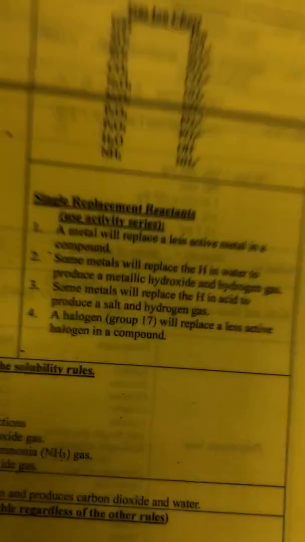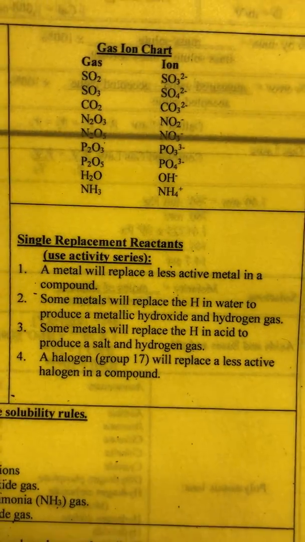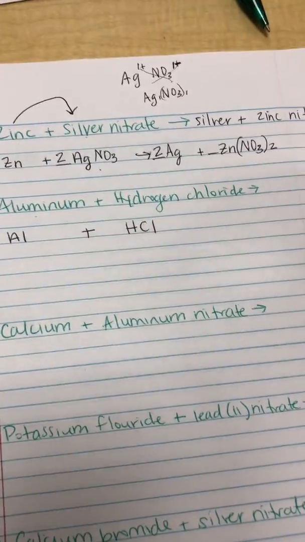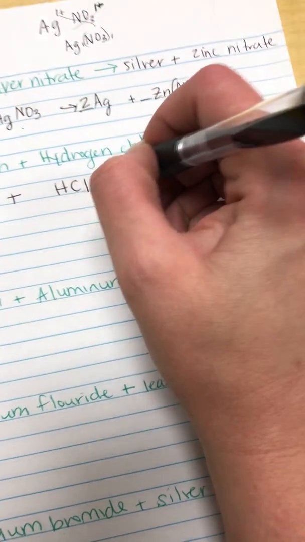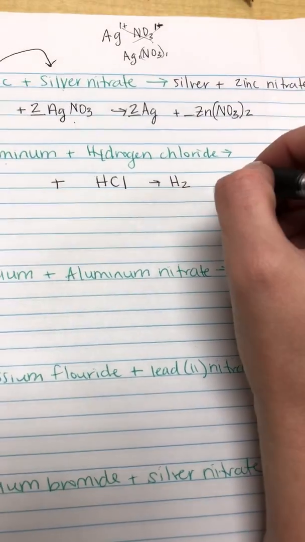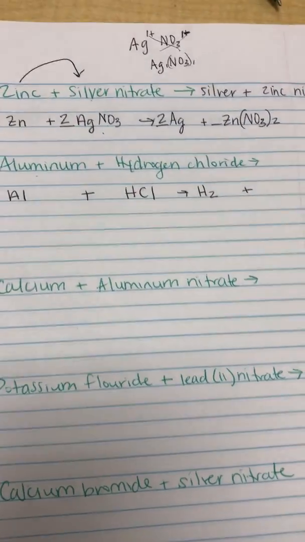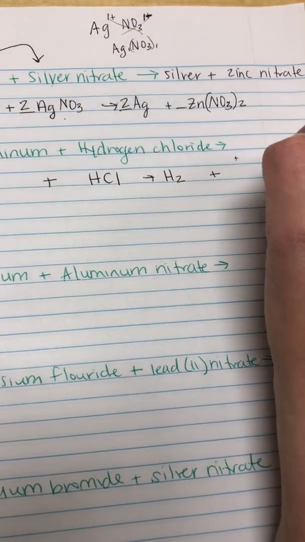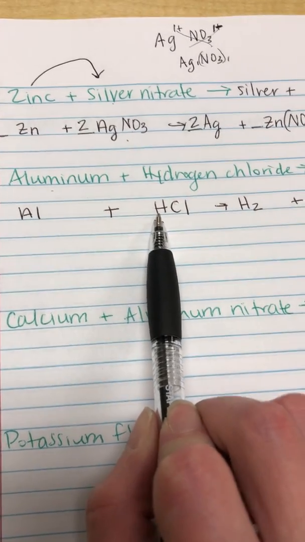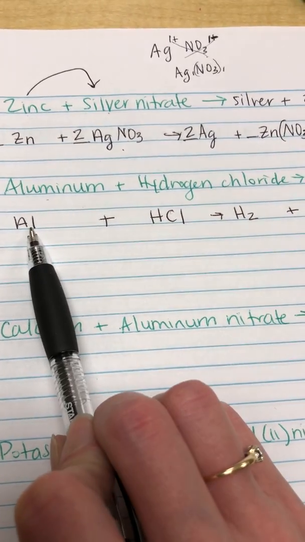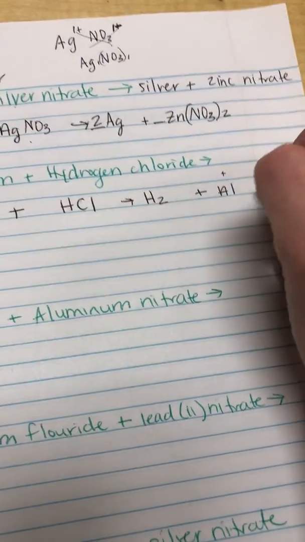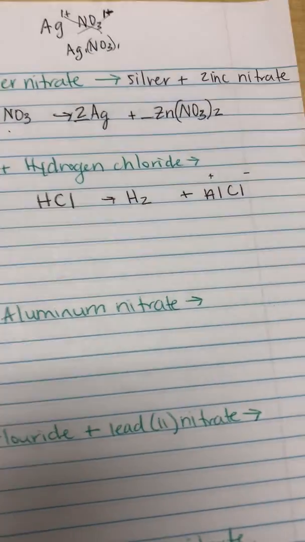So it tells me rule number 3, some metals will replace the H in an acid. So I'm going to produce a salt and a hydrogen gas. Okay, so I know my hydrogen gas is H2, it's diatomic. And my salt is just going to be a positive ion and a negative ion. So over here, I've used my hydrogen, so I'm left with aluminum and chlorine. Aluminum is positive, so it will go right here. Chlorine is negative, so it will go right here.